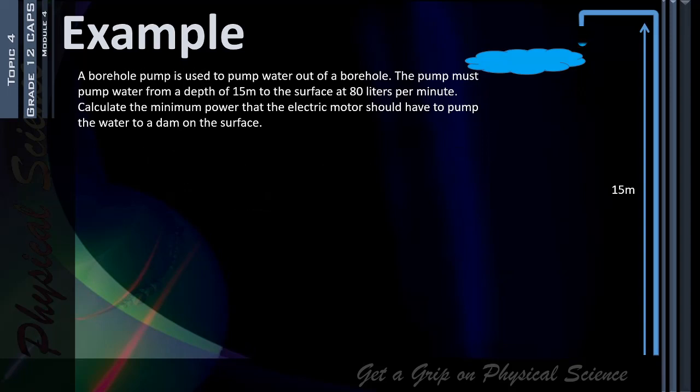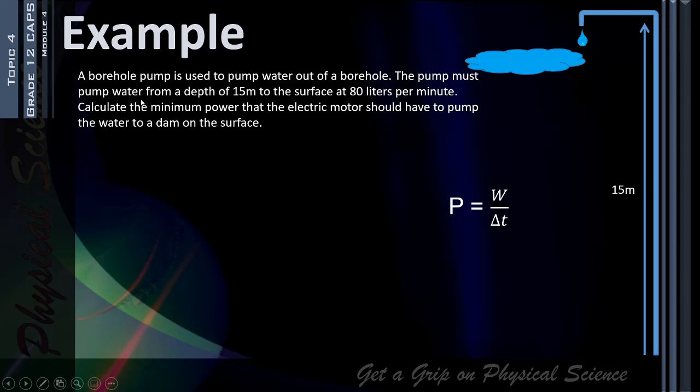Here we have a slightly different example. A borehole pump is used to pump water out of a borehole. The pump must pump water from a depth of 15 meters to the surface at 80 liters per minute. Calculate the minimum power that the electric motor should have to pump the water to a dam on the surface. To calculate the power of the electric motor, you need to know the work done by the motor and you need to know in what time.